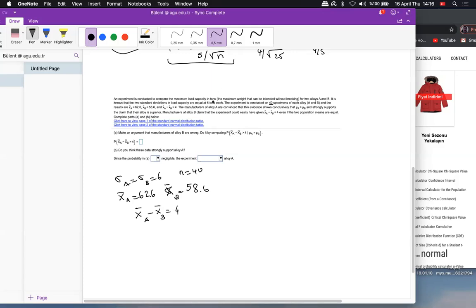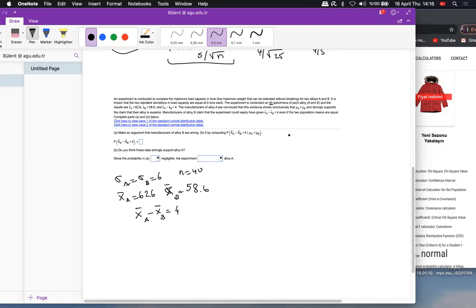The manufacturers of alloy A are convinced that this evidence shows conclusively that mu A is greater than mu B. The average of alloy A in terms of load capacity is greater than the average load capacity of B, and strongly supports the claim that their alloy is superior.